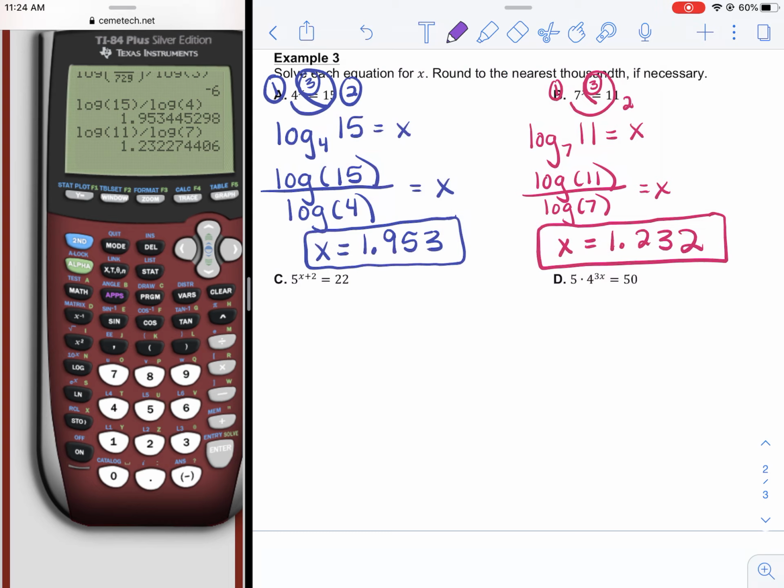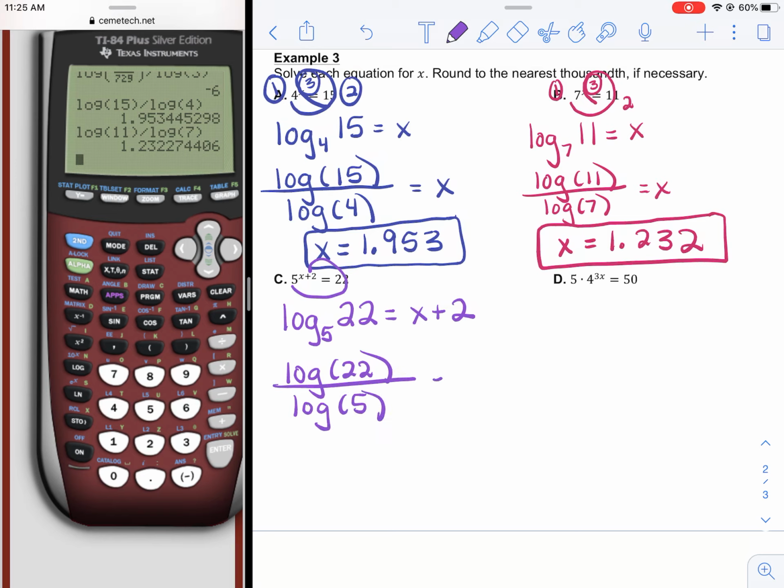All right, so this one, 5 to the x plus 2 equals 22. We cannot write 5 and 22 with the same base. So we're going to change this to log form. Log base 5 of 22 equals x plus 2. Now I'm not going to do anything with the x plus 2 yet. I'm going to evaluate the left side using the change of base formula. Log of 22 divided by log of 5 equals x plus 2.